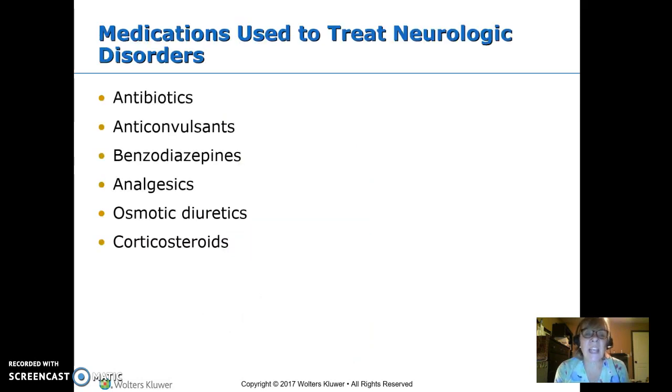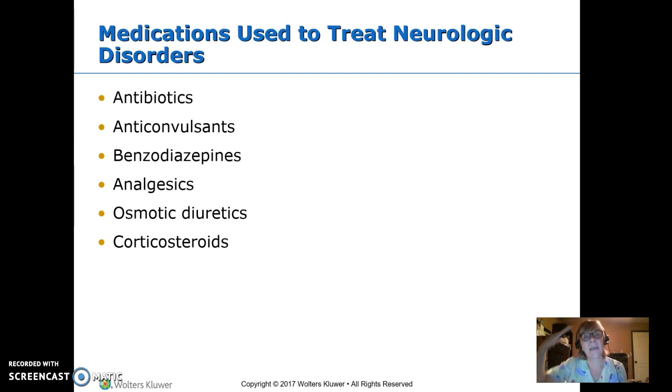So some of the medications we use, we looked at that externalized drain. Meningitis is always an issue when we're dealing with intracranial issues. So that's treated with antibiotics. Our big concern is bacterial meningitis. That is life-threatening. Anticonvulsants. Benzodiazepines have some anticonvulsant effect. They also have a sedation effect, and sometimes we are using those for seizures, to prevent seizures.